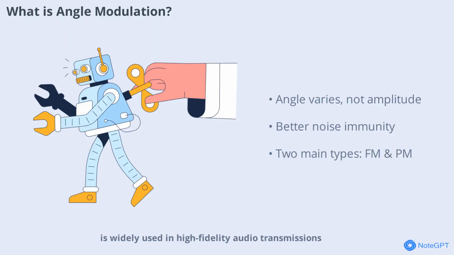Angle modulation is divided into two main types: frequency modulation, FM, and phase modulation, PM. Both have unique characteristics and applications which we'll explore in detail throughout this video. Understanding angle modulation is essential for grasping how modern communication systems maintain clarity and reliability.